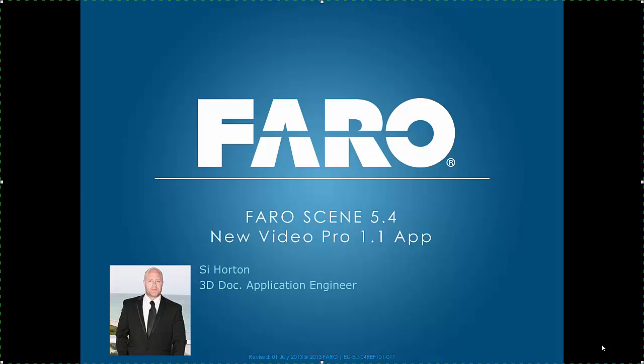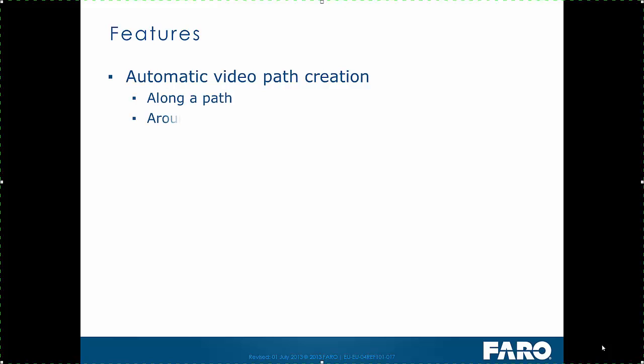During this tutorial, what I'd like to do is show you the new features of our Video Pro 1.1 app working in Scene 5.4. The key features of the app include an automatic path creation for videos, where we can do a view along a path based on scanner positions, a view around a path, and we can now add in a bird's eye view.